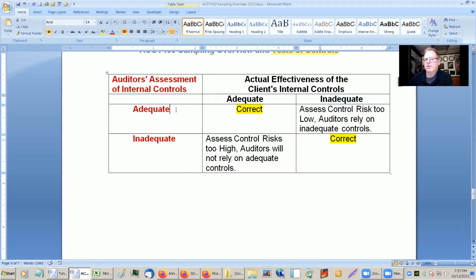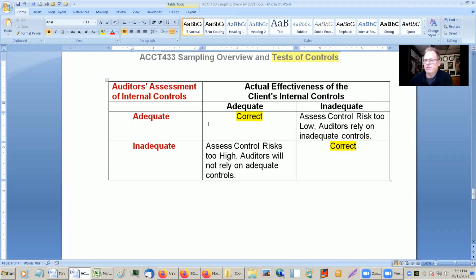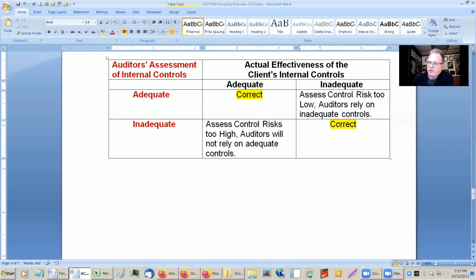All right, so this is when you think that everything's fine, you do your tests, and it comes out that the error rate is whatever percentage, it's low enough, so you say, okay, we can rely on the controls. When actually it was just your sample, you just happened to miss the problems. So auditors rely on inadequate controls.